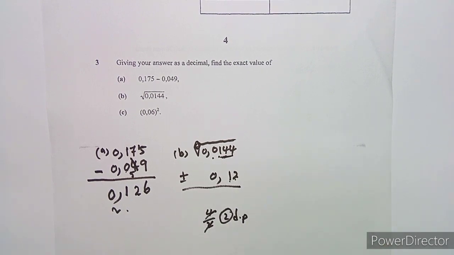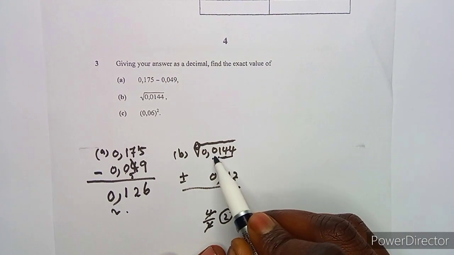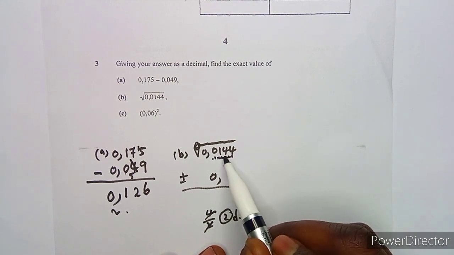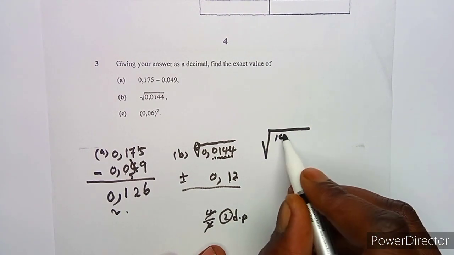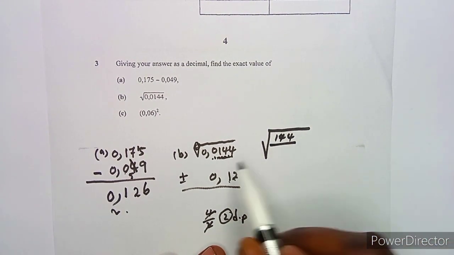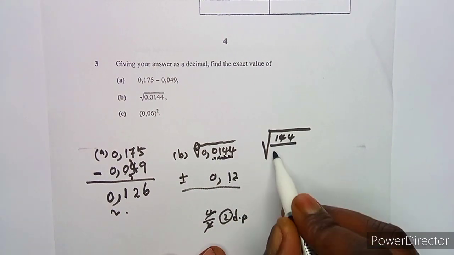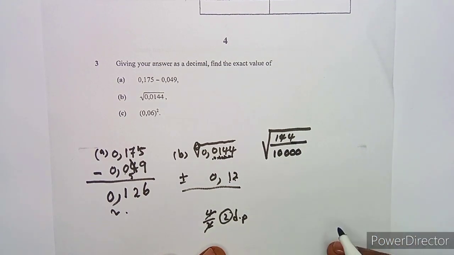But let's say I wanted to use this concept, because I can express this as a fraction. Remember, just take this whole number 144. So this is the same as the square root of 144 over, how many decimal places do we have? 1, 2, 3, 4. Which means it's over 10,000. Your number must have 4 zeros like that.